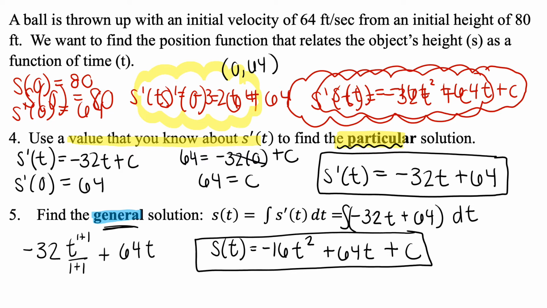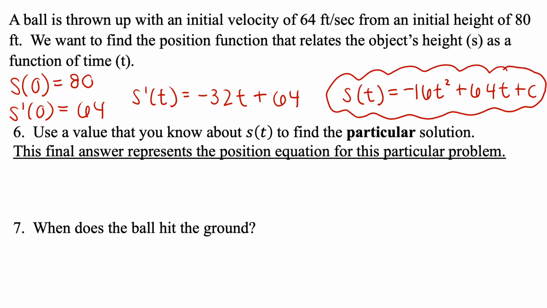So now we took it a step further. We took s prime and integrated to find the general solution for our position function. So again, everything we found is already written in red. For number 6, we want to once again use one of the values that we knew at the beginning, a value that we know, this time about s of t, to find the particular solution to our position function.